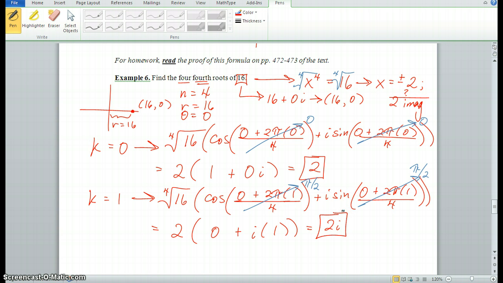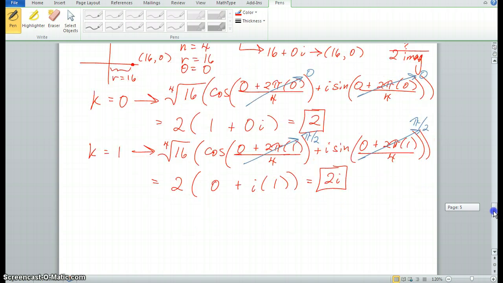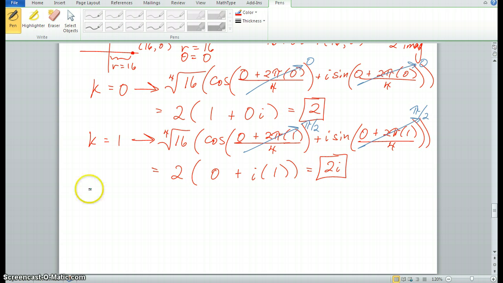So that second root actually ends up to be an imaginary. And again, we know that there's 2 imaginaries, so we've got 2 left. We hope to get negative 2, and we hope to get another imaginary here. Let's continue. K equals 2 now.